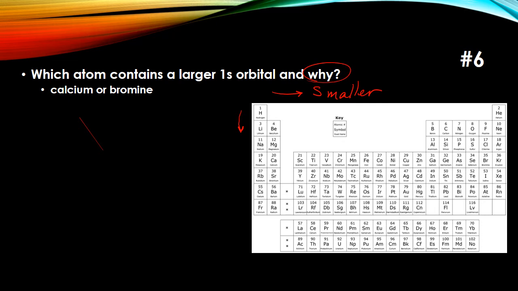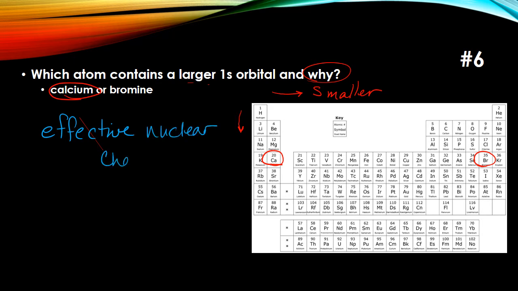So first let's look at calcium and bromine. So here's calcium and here's bromine. So the correct answer should have been, who is larger? Well, that answer is calcium. And the reason has to do with 3 little words you really should know. Effective nuclear charge. Yeah, effective nuclear charge.